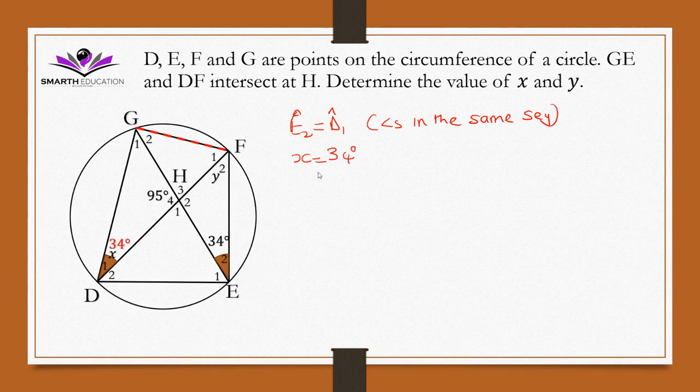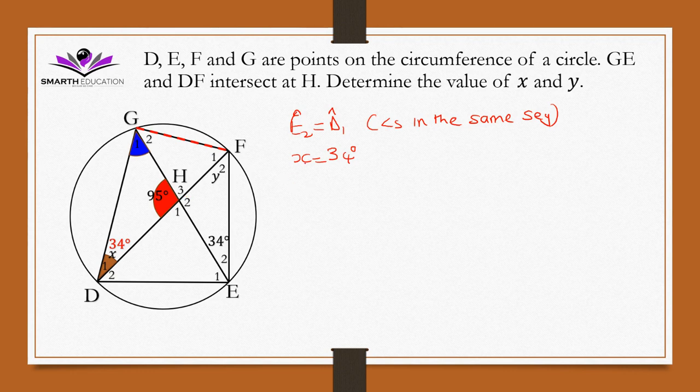Now let's find the value of Y. What do we do? So I can see here there is a triangle DHG. I can find G1 there. Even after finding G1, I can find Y because G1 and F2 are angles subtended by the same chord, or angles subtended by the same arc.